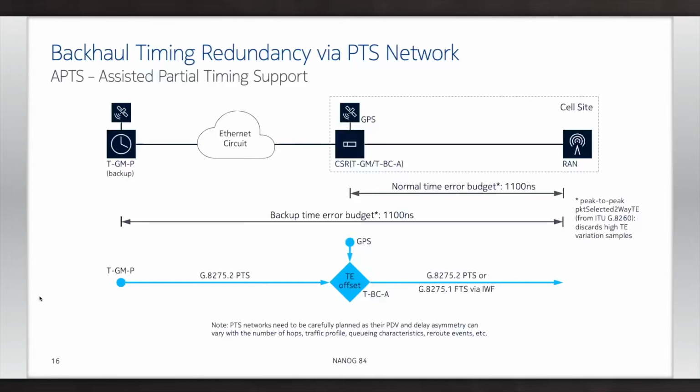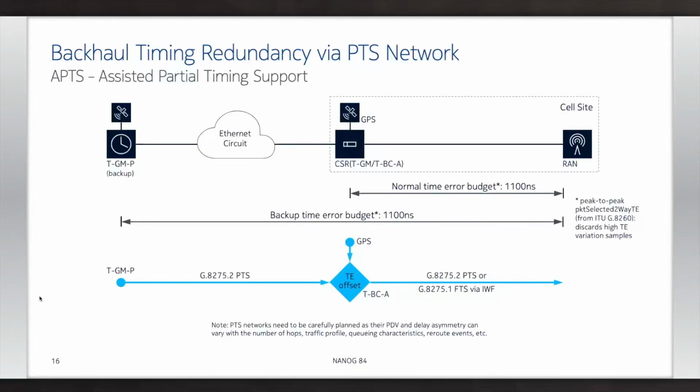So what we do in this case is we actually use a slightly different standard, which is called APTS, and the A comes from assisted. Assisted PTS means that the GPS that is in the cell site will adjust the time error that comes from the PTS network. In that case, the PTS network will introduce a lot more time error because those nodes are not PTP aware. So the GPS will provide a very stable reference. The router will correct that time error.